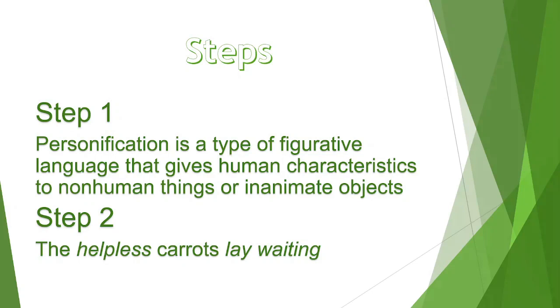"Helpless" and "lay waiting" are human characteristics. So here, human characteristics are given to carrots, which are non-human things. So the choice would be personification.